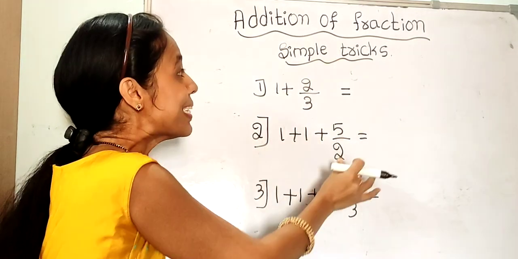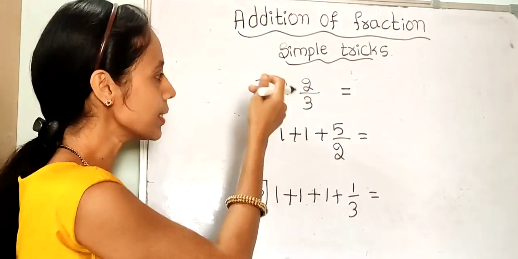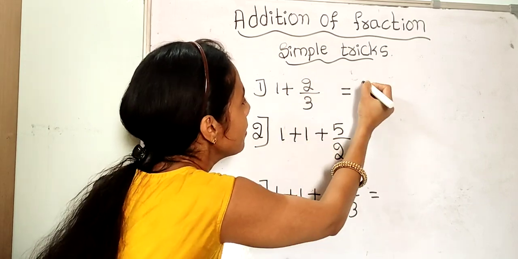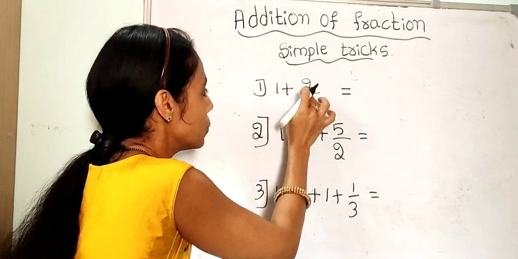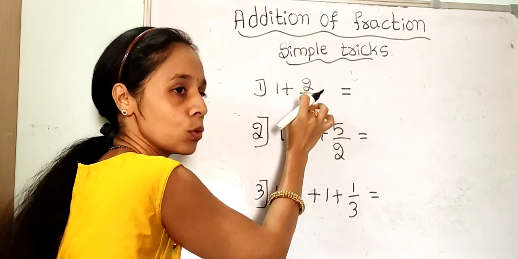How can we solve it easily? The trick is that, one trick. What trick is that? See this side. We easily solve this one. See, the denominator 3 is there: 1 plus 2 by 3. 1 is 1 time. This means 1 by 1 plus 2 by 3.